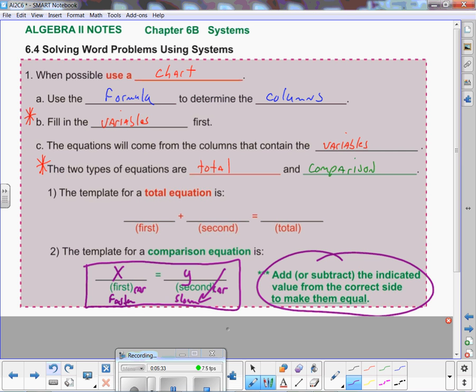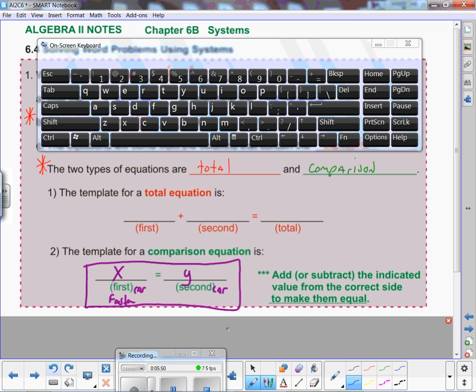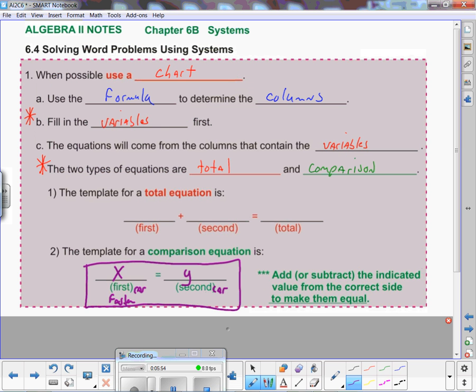30. How do you make them equal? Add the 30. And by the way, if you don't like adding the 30 to that side, you could subtract the 30 from that side, from the faster one, to make it equal to the slower one. That's the idea, and that's what we're doing in a comparison equation. So again, I'll show that to you in a moment as we do an actual problem.